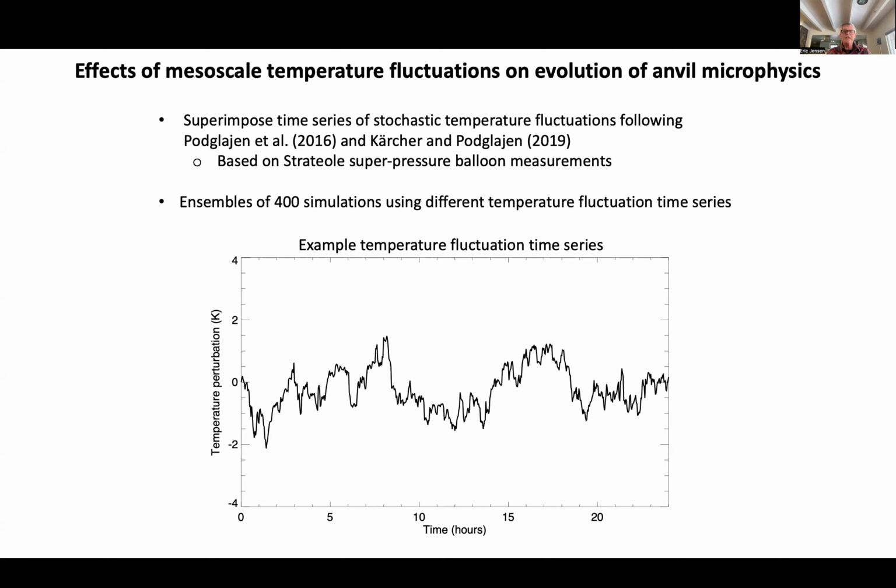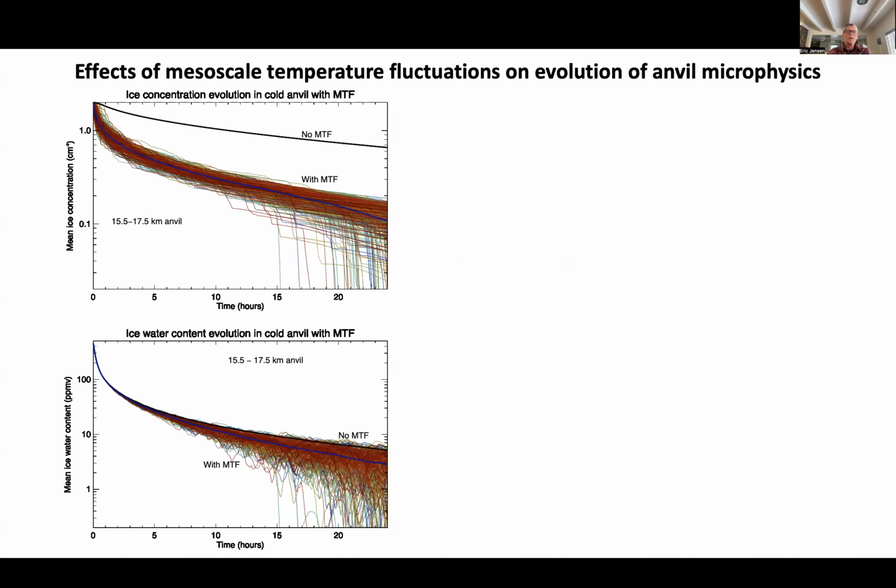And since each of these time series is unique, I need to run ensembles to see the overall effects. And I'm kind of using overkill again here. I've run 400 ensembles of 400 simulations here, so I can look at the mean results. Okay, so what I'm showing here, again, starting with the high cold anvil, is the ice concentration versus time. And I'm using a log scale here for ice concentration. So things look a little different.